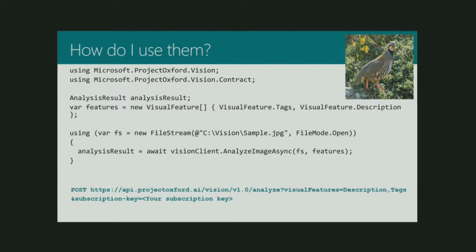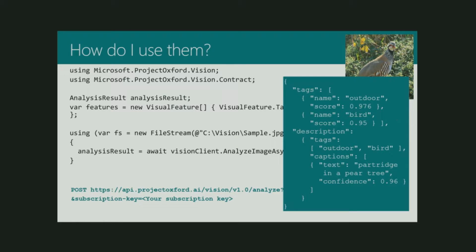So can you give me a quick one line on what the picture has? And so then all I need to do is open a file stream of that actual picture that I'm using, and then pass in the features that I want. What that actually translates to, by the way, so this is the SDK, is just a POST message where we're calling the Cognitive Services and specifically requesting the features description and tags.